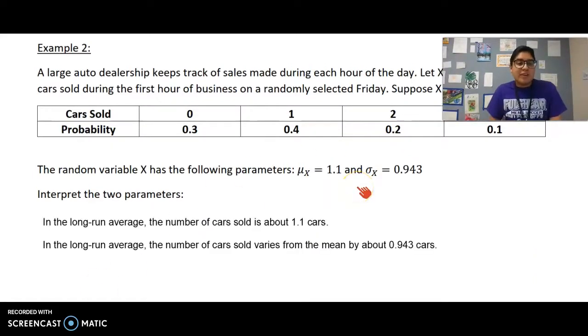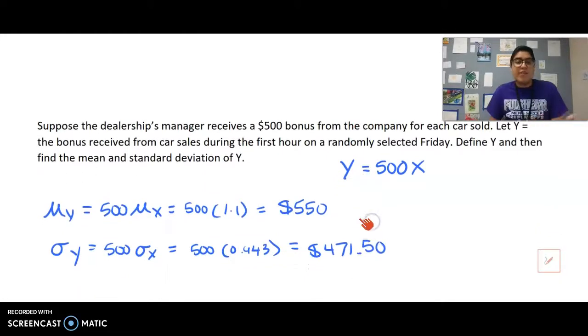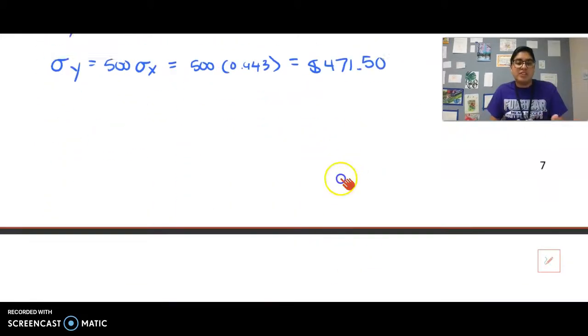Alrighty, so hopefully not too scary. So here in the long run average, the number of cars sold is about 1.1 cars. And in the long run average, the number of cars sold varies from the mean by about 0.943 cars. In the second situation, we found that we receive a $500 bonus per car. So we're going to take Y and we're going to multiply X, the number of cars sold, by $500, giving me my new mean and my new standard deviation.